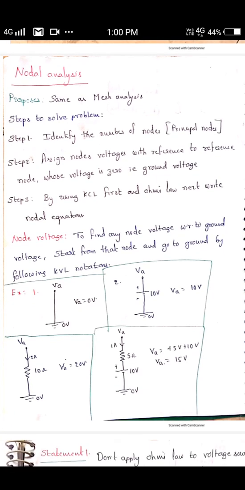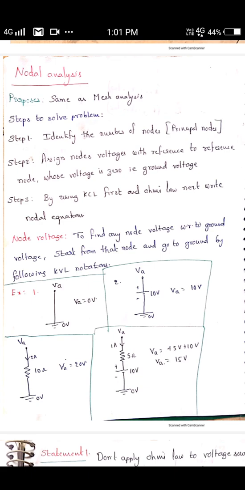Next, nodal analysis. The purpose is the same as mesh analysis, to find each and every branch current, voltage and power. Our main intention is to find the current in each and every branch. If you know each branch current, the passive resistor values or passive element values are specified in the nameplate details, so we can calculate voltage. If we calculate voltage, power also we can calculate, by using the formula V into I.